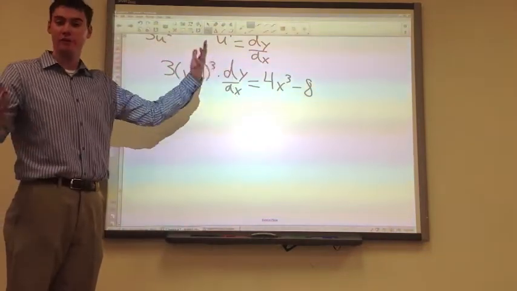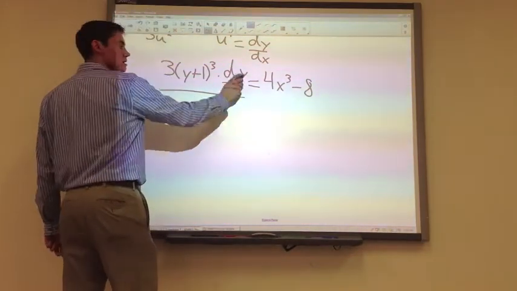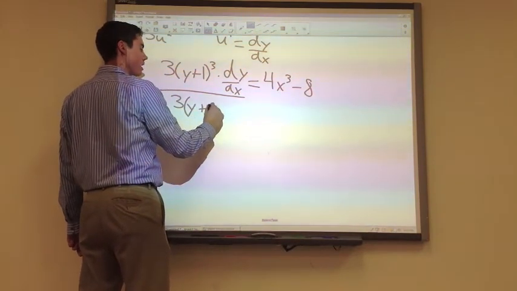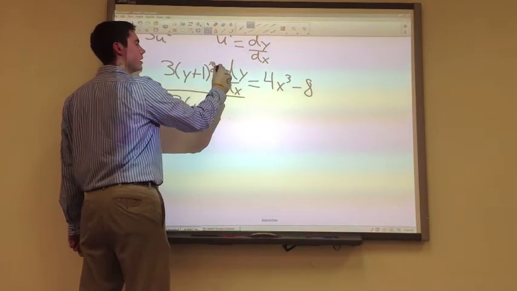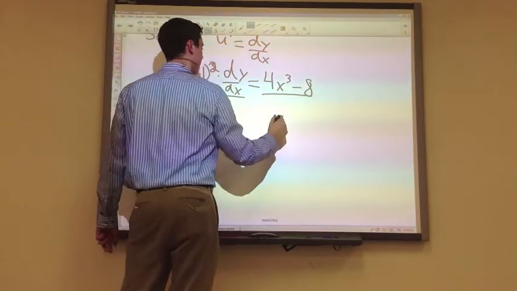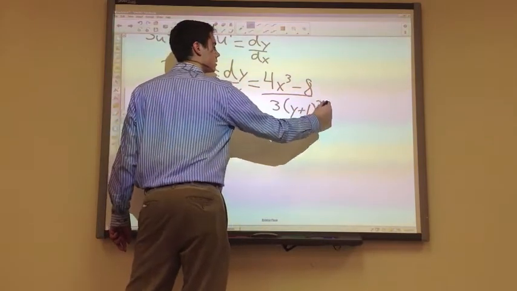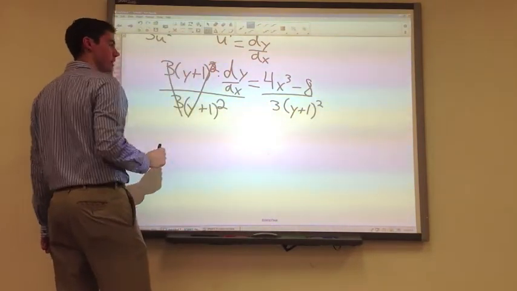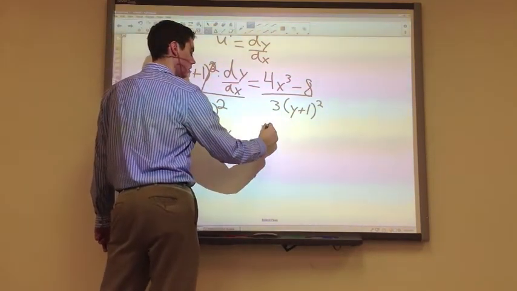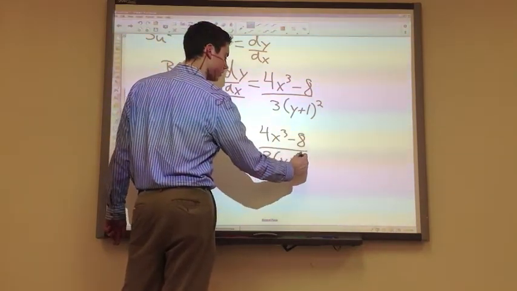The second part, after we found the derivative essentially, is just using algebra to isolate the derivative so that we can use it in context. Now this one's nice and simple because this is 2 terms being multiplied. So I'm going to divide both sides by the 3 times the quantity y plus 1 cubed. I'm sorry, actually this should be squared, that was my fault. Y plus 1 squared. And then likewise, I'll be doing the same thing over here. 3 times the quantity y plus 1 squared. That reduces to 1, and I'm left with dy dx is equal to 4x cubed minus 8 all over 3 times the quantity y plus 1 squared.